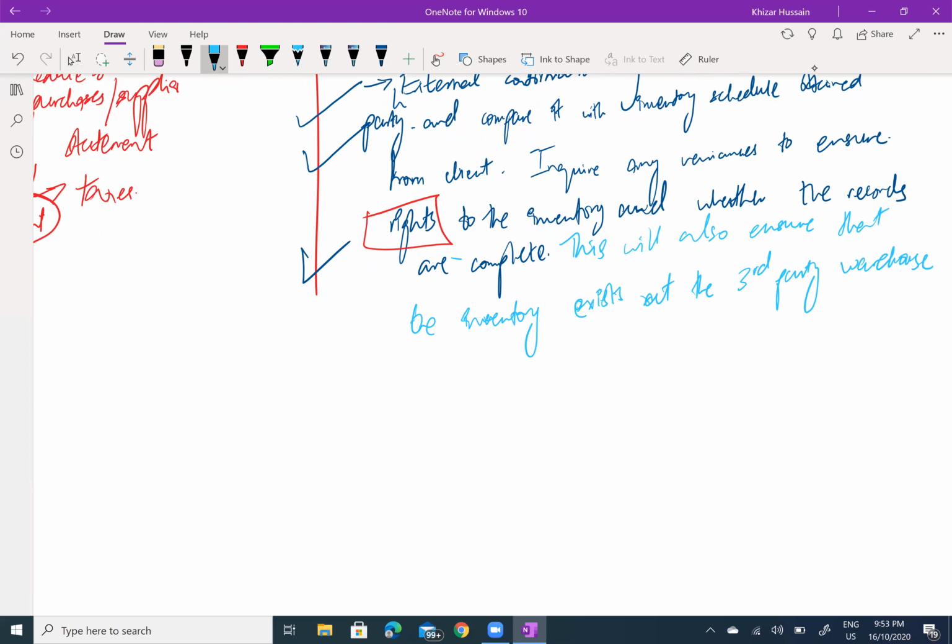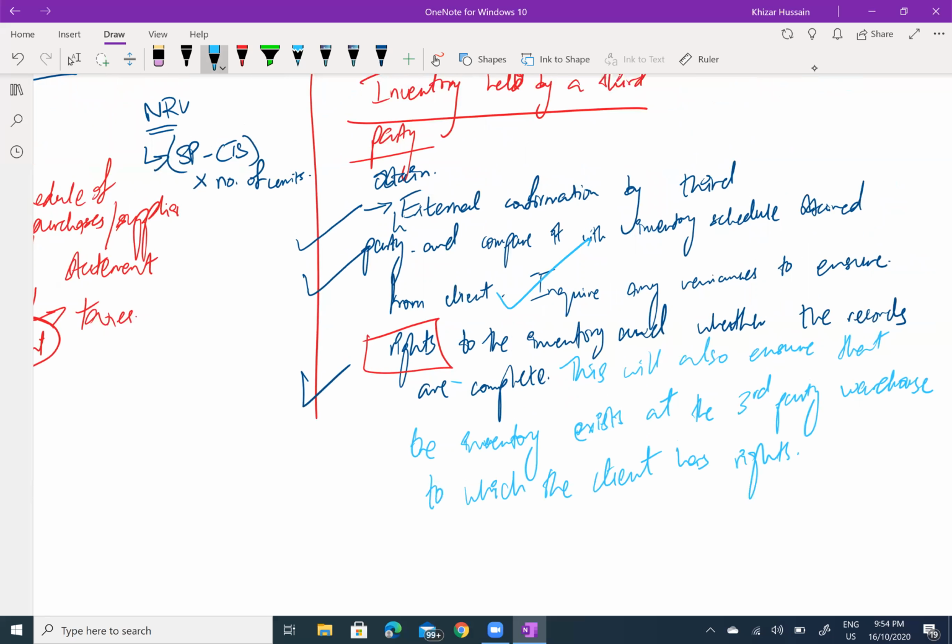You have to put yourself in the situation. You have to make sure that you are pretending to be an auditor when you come across a transaction. Okay. This will ensure that the inventory exists at the third party warehouse to which the client. Okay. So it could be both ways. You can write this statement, you can write this statement, both will be correct.